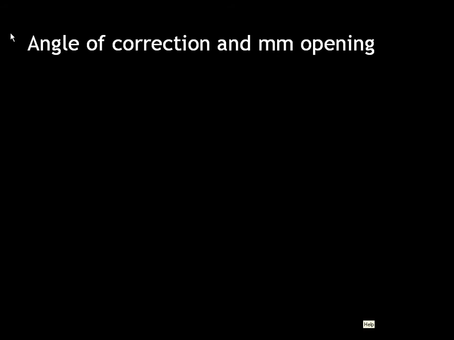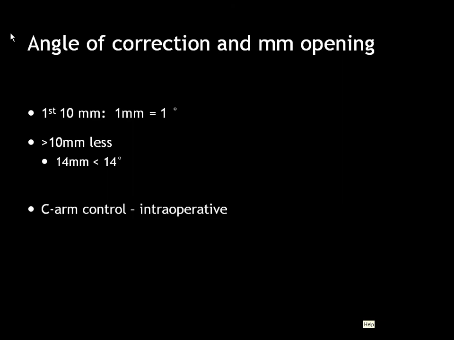How are we going to apply that intraoperatively? It used to be that for the first 10 millimeters, every degree of correction you can do by 1 millimeter of wedge opening. So that gives you an idea how much wedge you're going to open and which you will use. But when you go above 10 millimeters, the angle is less. So a 40 millimeter wedge will give you a less degree.